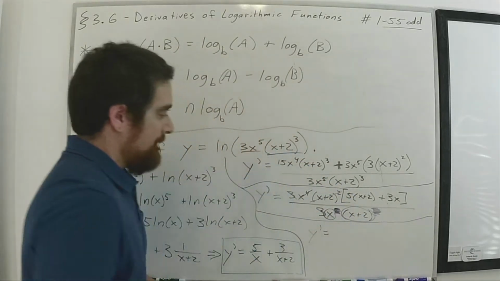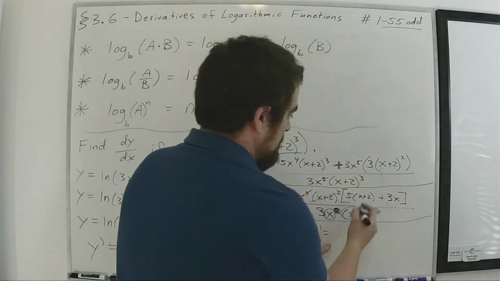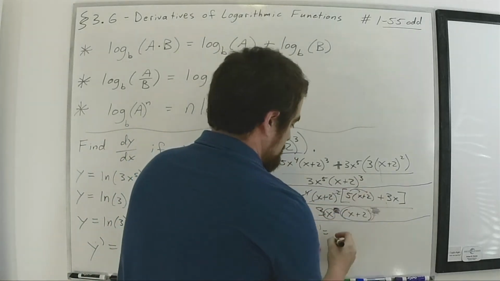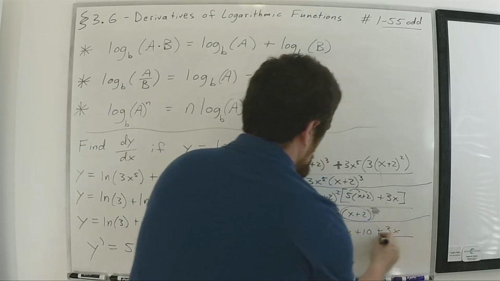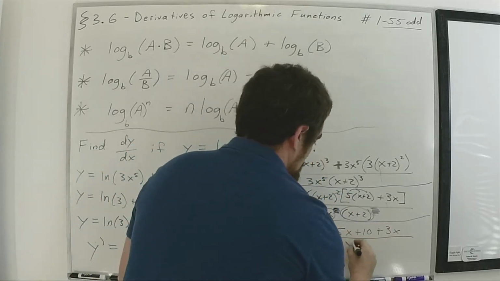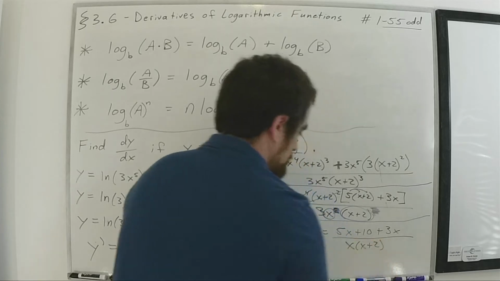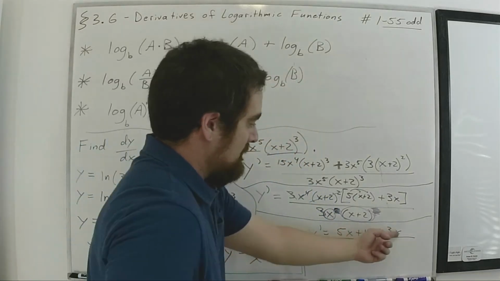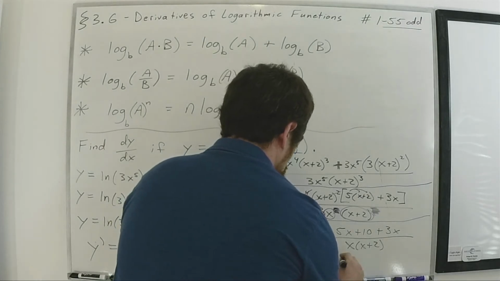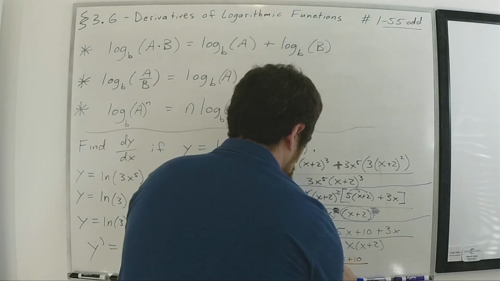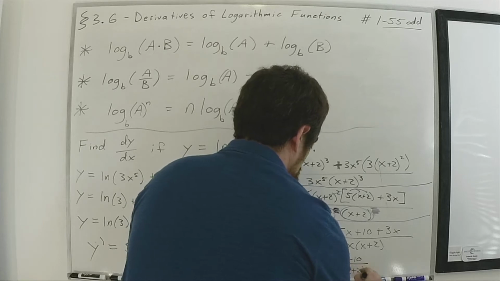Now, I've really backed myself into a corner, but at least it's a lot neater now. 5x plus 10 plus 3x over x times x plus 2. So in total, I have 8x plus 10 over x times x plus 2.